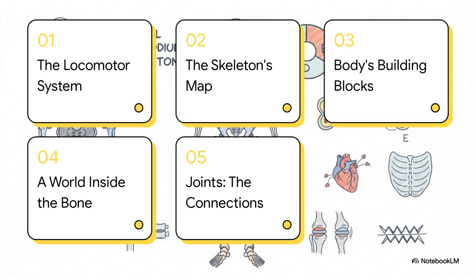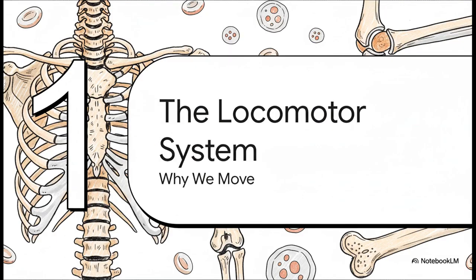So, here's our game plan. First, we'll look at the big picture, what we call the locomotor system. Then, we'll dive into the skeleton itself, kind of like a map. We'll check out the different types of bones, take a peek at what's going on inside them, and wrap up with how everything is connected to let us move. All right, let's kick things off with Section 1, the locomotor system.